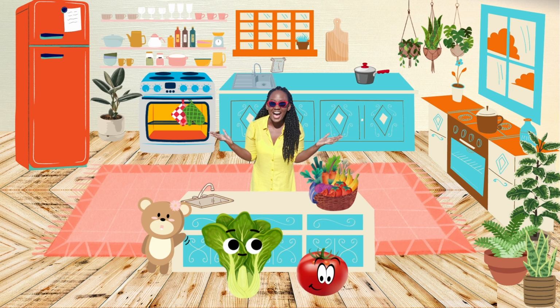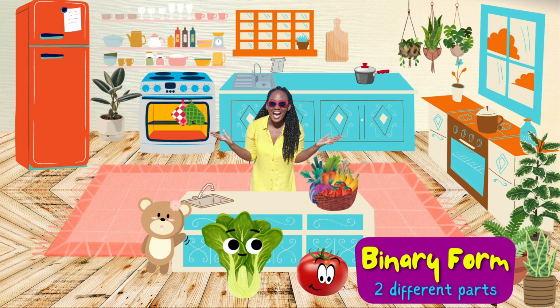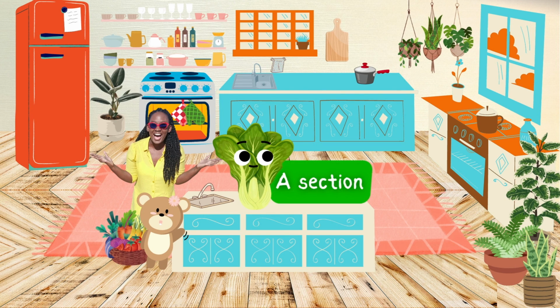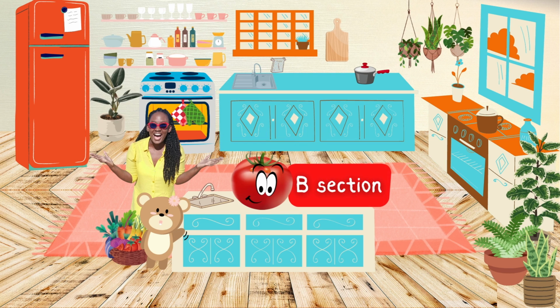They're perfect to teach us about binary form. Binary form of music has two different sounding parts. Let's think about the bok choy as being the first part of the music. We'll call it the A section. And the tomato is the other part of the music that sounds different. We'll call that section the B section.